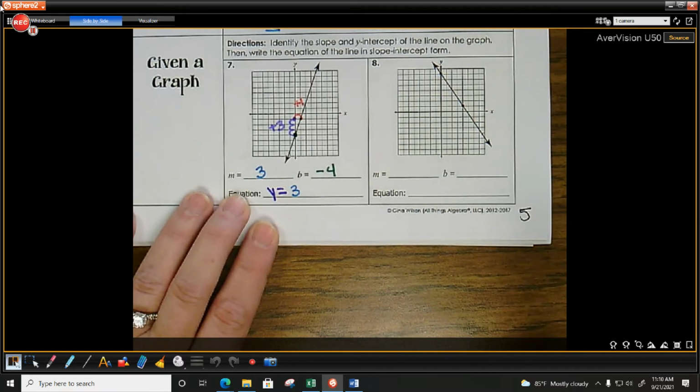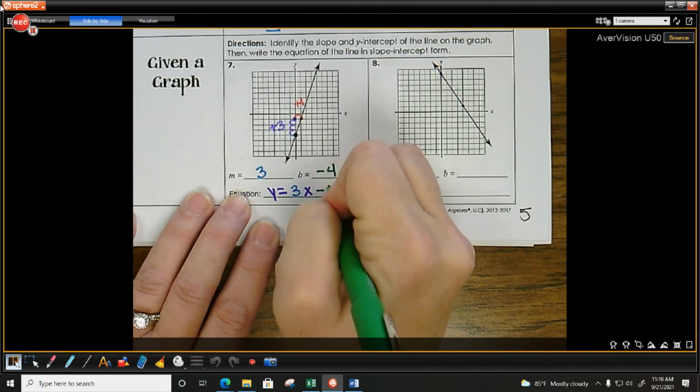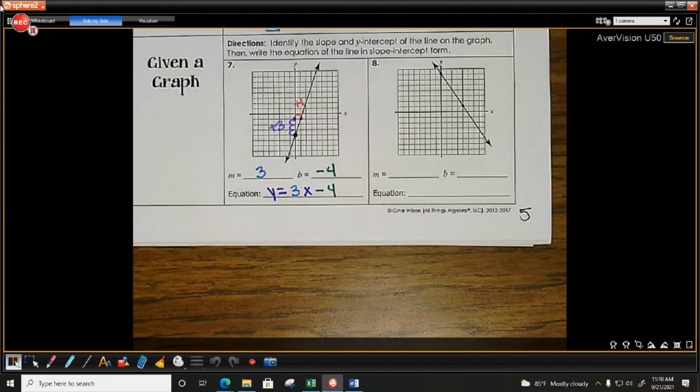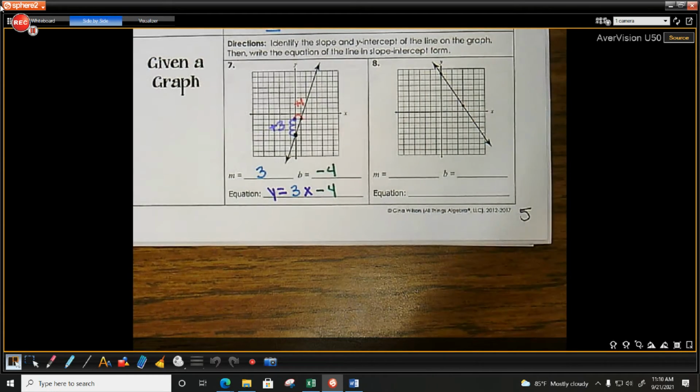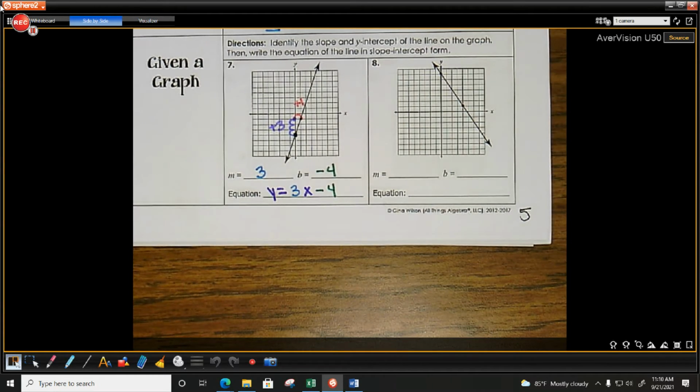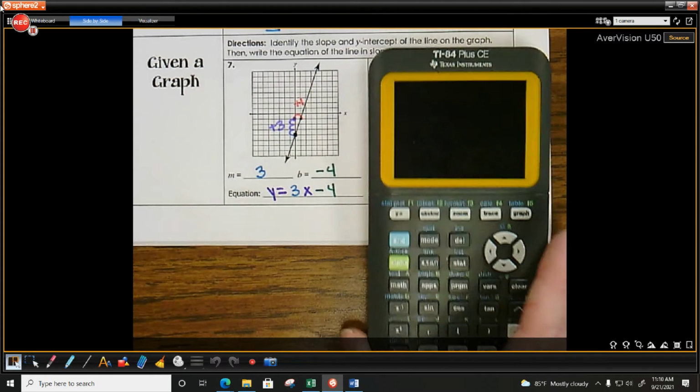X plus b, but what's b? -4. So -4. Now, guys, we are graphing. We have this lovely thing called a graphing calculator. Can you use your graphing calculator to help you? Yes, you can check yourself.